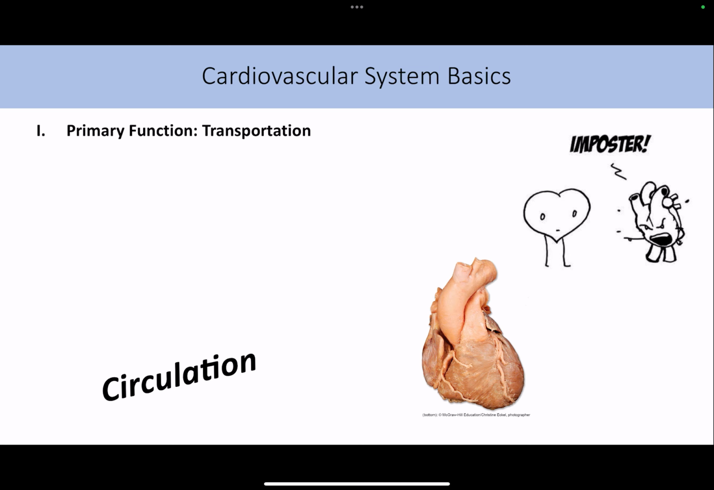Okay. So the primary function of our cardiovascular system is going to be to transport blood and everything that's within the blood. And then the three main components of the cardiovascular system are blood, which we already covered, the heart, which is a pump, and one thing about the heart, its job is to pump blood. That's its only job. Okay?